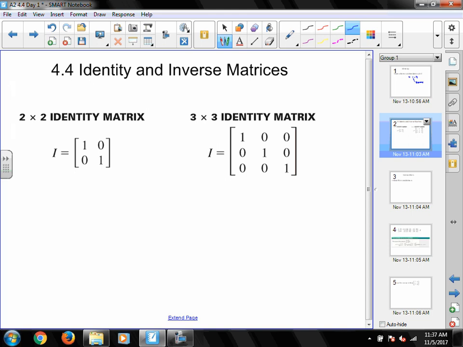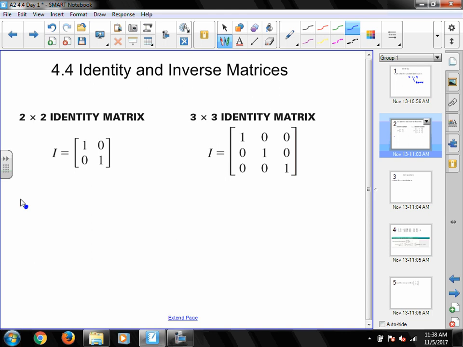So on the left here, I've got the 2 by 2 identity matrix, and on the right, I've got a 3 by 3. There are a couple of features that hold true. You guys really could expand these to 4 by 4s, 5 by 5s, but since we've just been working with 2 by 2s and 3 by 3s, that's where we're going to stay. But these are going to hold for any size square matrix.